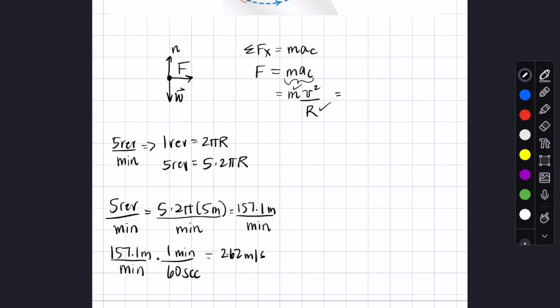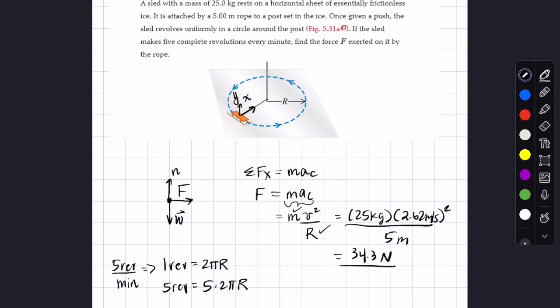The mass is 25 kilograms. Our velocity is 2.62 meters per second squared. And then our radius is 5 meters. We can solve for the force now, and we get about 34.3 newtons. So that's the strength of the force, or the tension of the rope on that sled.